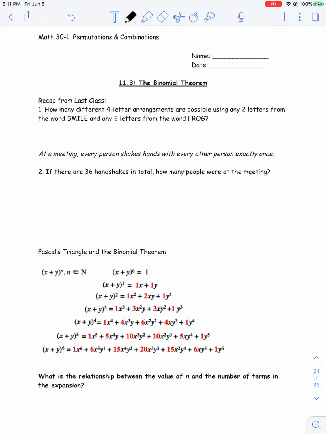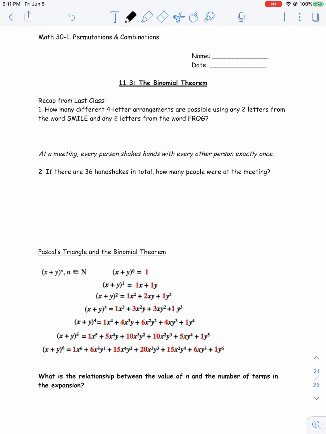Lesson 11.3, which is the last lesson, is the binomial theorem. So a recap from the last class, which is 11.2, they're asking us to say how many different four-letter arrangements are possible using any two letters from the word smile and any two letters from the word frog.